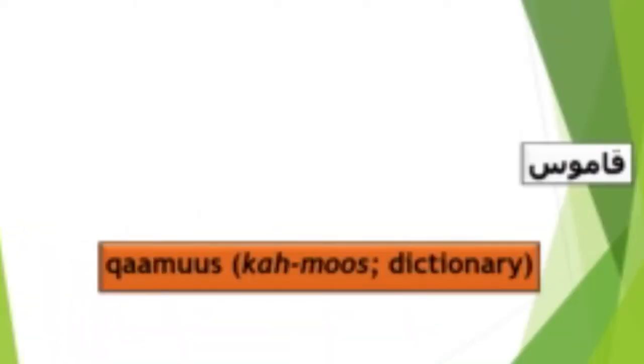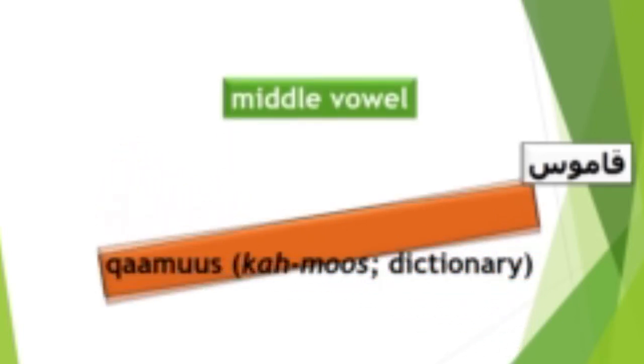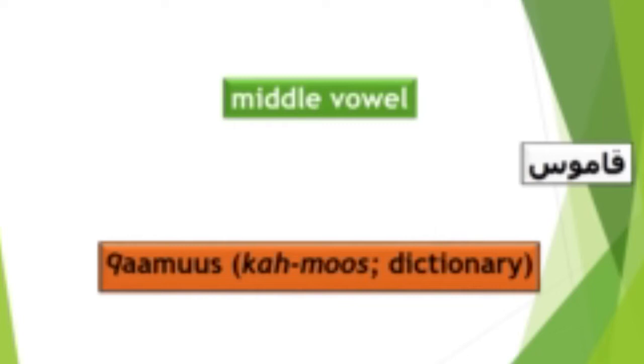The dominant vowel is always the middle vowel. Unfortunately, there is no hard rule you can use to determine which dominant vowel is associated with each verb. The best way to identify the dominant vowel is to look up the verb in the Qamus dictionary.